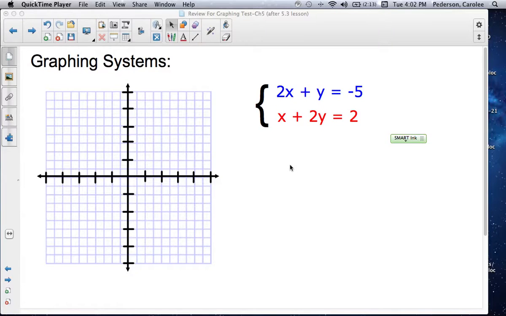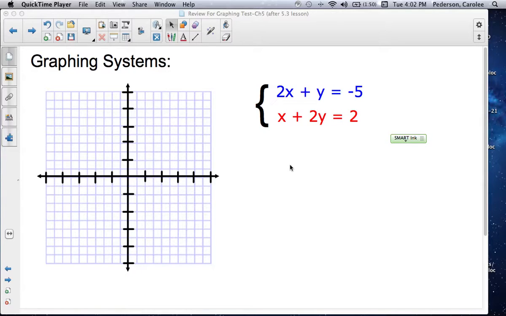This is the review of 5.1 to 5.3 to prepare for our next test. Day 2, Part 2. We're going to focus on graphing linear systems and linear inequality systems. So we have an example. If you want to just follow along, that's fine.